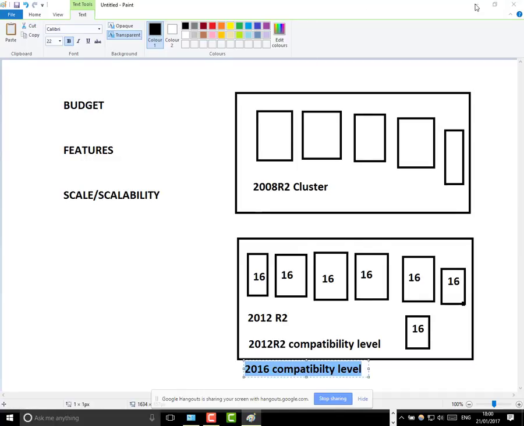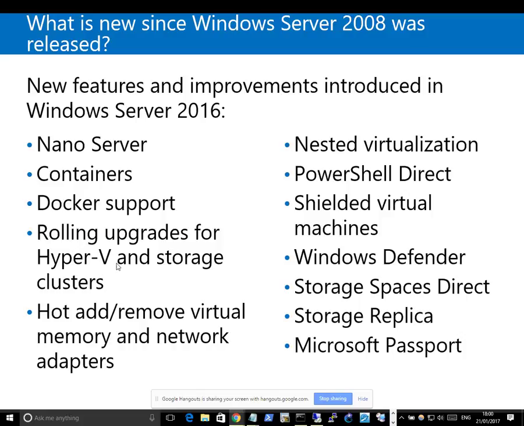So that is what this one is referring to: rolling upgrade for Hyper-V and storage clusters. So it's a very, very good one. Anyone that has clusters will be happy to have this. This one is very explanatory, hot add and hot remove. So now in Hyper-V, you can hot add memory and network adapters while the machine is running. Nested virtualization, finally.